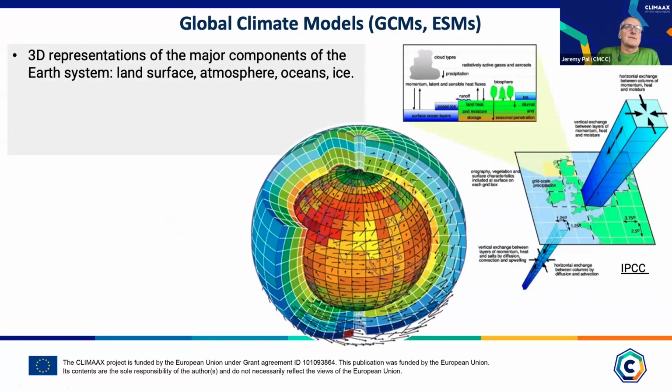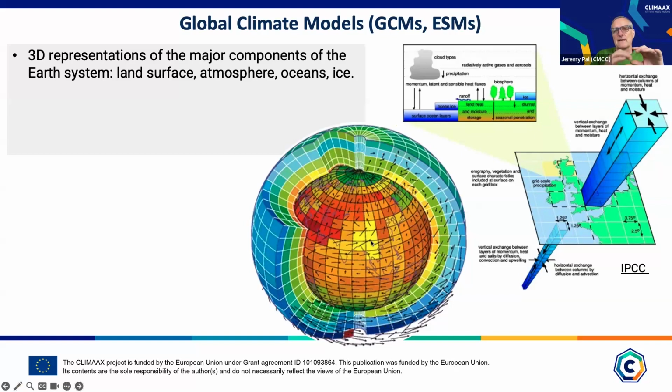And the best way to do that is using global climate models, or GCMs. Some people call them Earth system models or general circulation models, but typically they're global climate models. Global climate models are 3D representations of the major components of the Earth system. That includes the land surface, the atmosphere, the oceans, the ice, and so on. Essentially, the way they're configured is that the Earth's surface and the atmosphere, as well as the ocean, are divided up into a series of grid boxes, and you can see them depicted in this picture here.